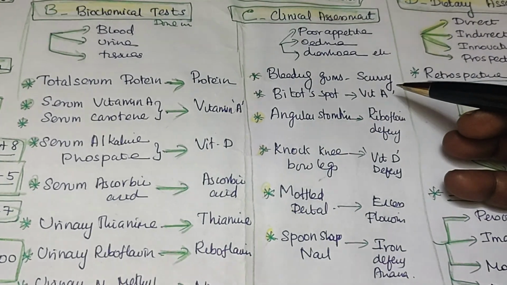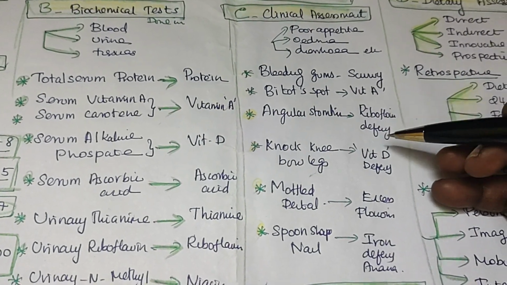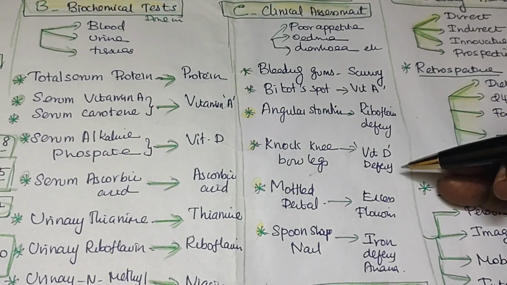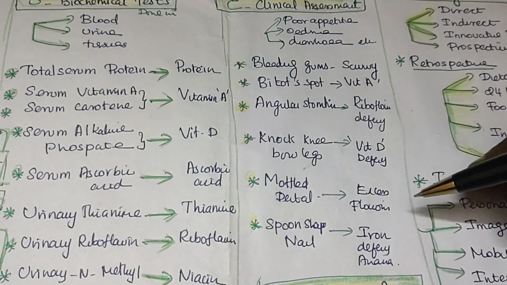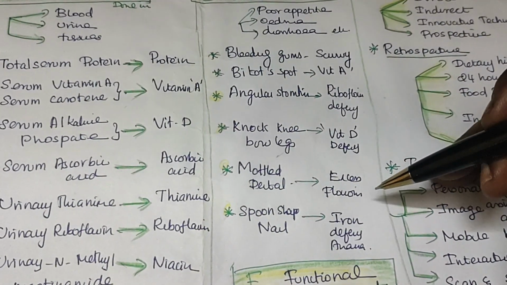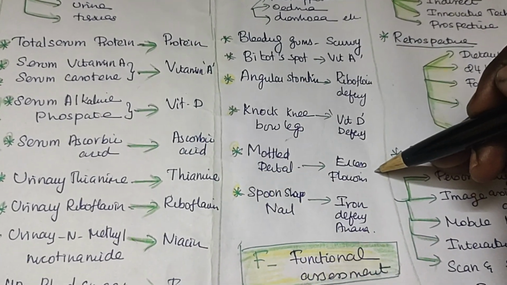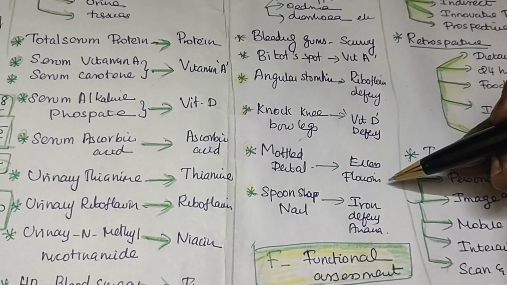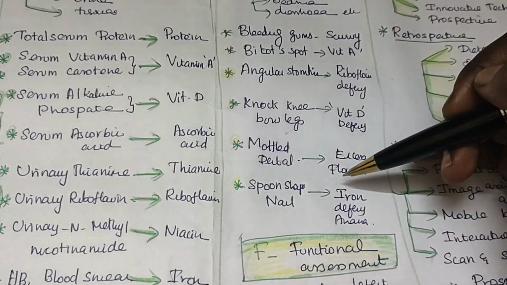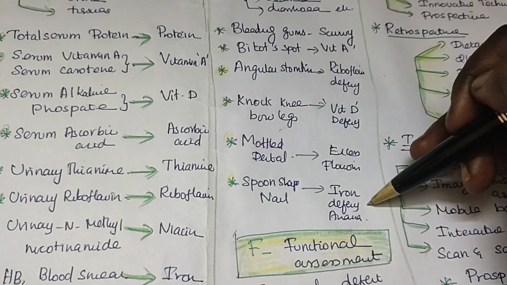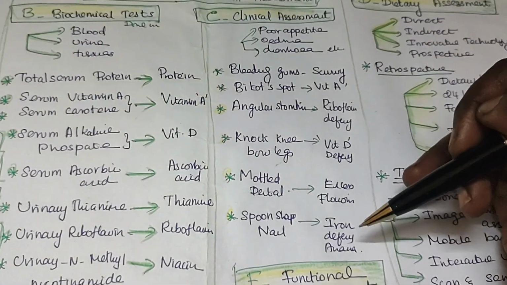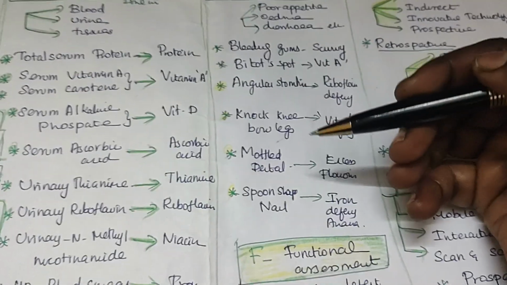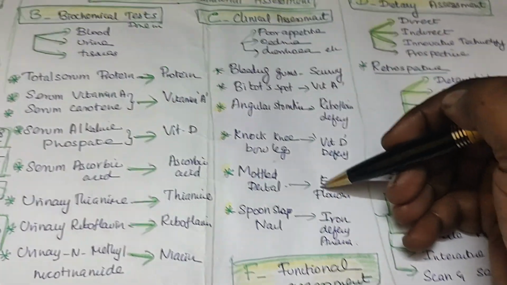Bleeding gums indicate scurvy; Bitot spot, vitamin A deficiency; angular stomatitis, riboflavin deficiency. Knock-knee and bowlegs indicate vitamin D deficiency. Mottled dental enamel indicates excessive fluoride. Fluorine is necessary, but excessive fluorine causes discoloration. And the spoon shaped nail indicates iron deficiency. Sometimes if you drink continuously with salt water, it may end up with a cardiac problem also.